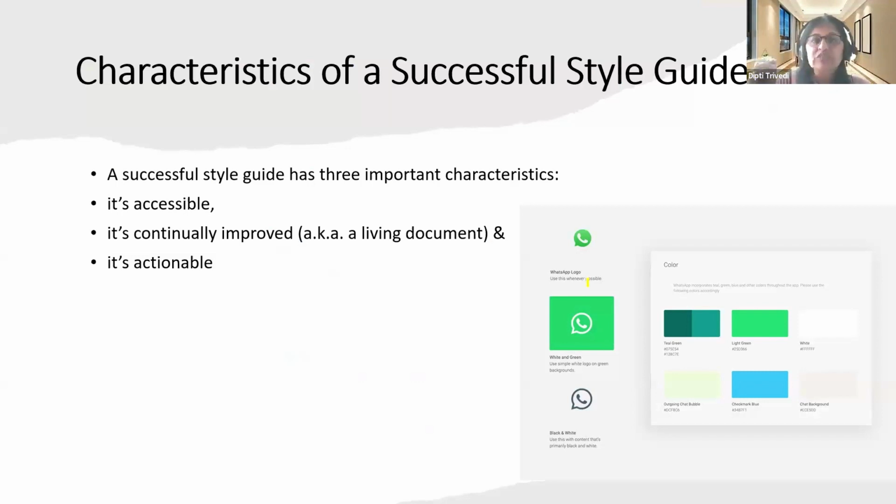So a successful style guide has 3 important characteristics: accessible, continually improving as a living document, and actionable. But this is not for us as end users, it is for the development community who are contributing to the WhatsApp product. I hope all of you are with me. Yes, Dipti. Yeah, so this was an example of a successful style guide.